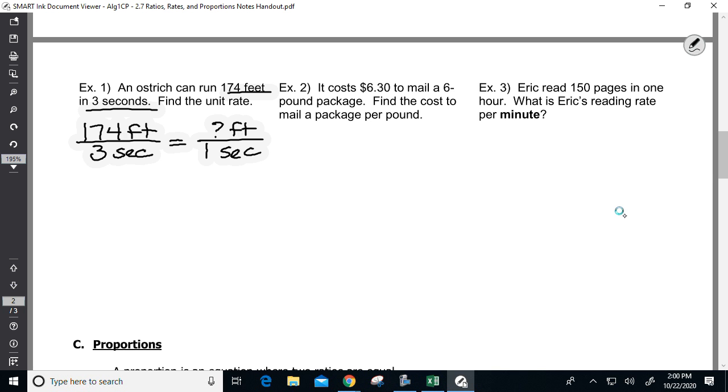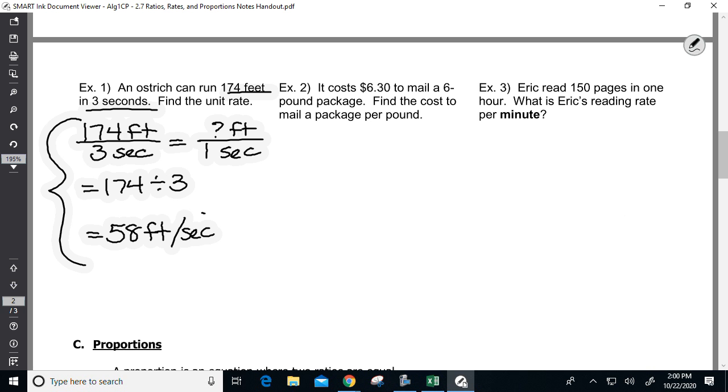How did you get 58? You divide it. 58 feet per second. And that's doing 174 divided by 3. So all of what you see is showing your work. So just to get the unit rate, you divide them? You just have to divide them to get to your unit rate. Okay.